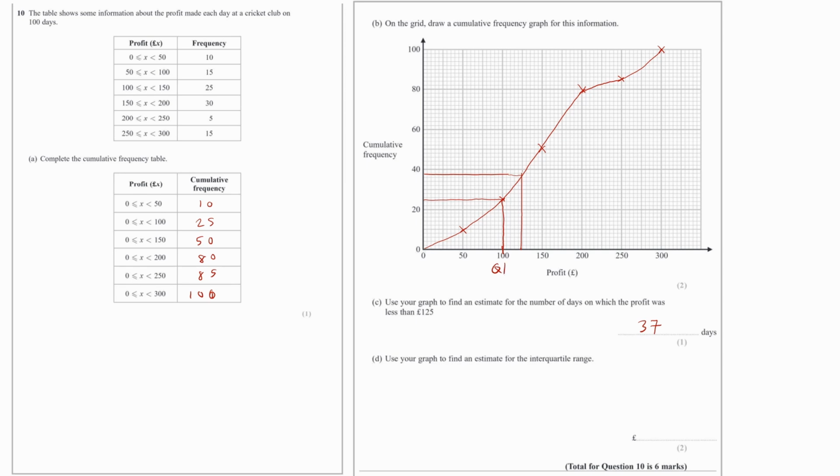Right, so that's Q1. And then 3/4 of the way through, so that's 60, that's 70. Right, so that is 150, 175, 180, 185, 190, 192 maybe.